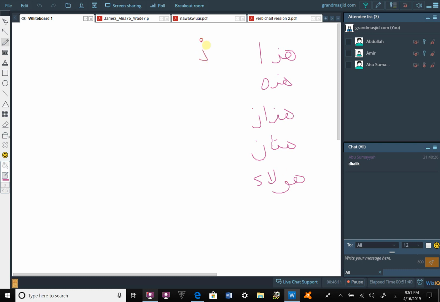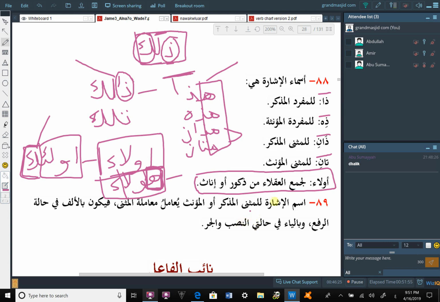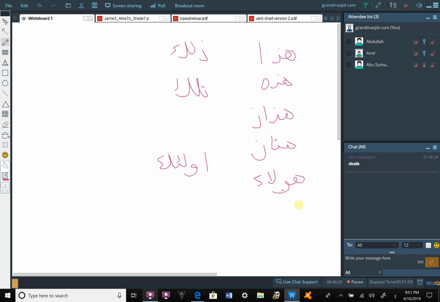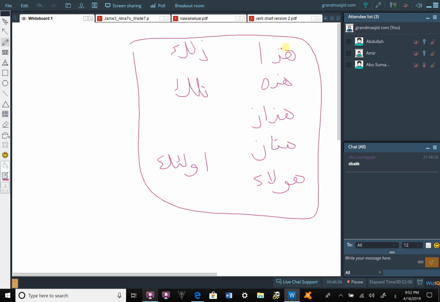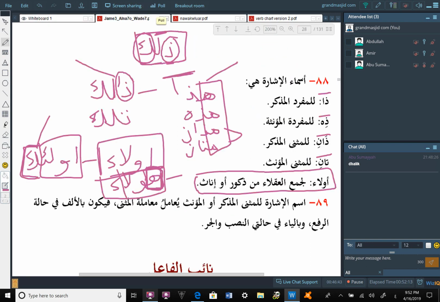Then you got dhalika, tilka, and ula'ika. I wrote this wrong. I wrote ha'ula'i wrong. Maybe I didn't. Anyway, ha'ula'i. So these are our pronouns. Now, if you want to get into the technical part, this is your pronoun, right? This is your pronoun. This has the tanween and all that. But for our purposes, for the most part.